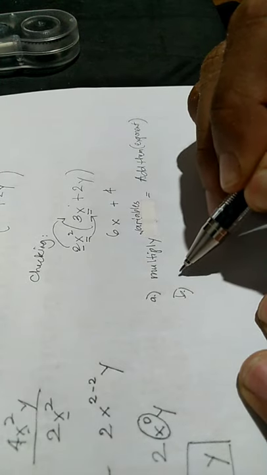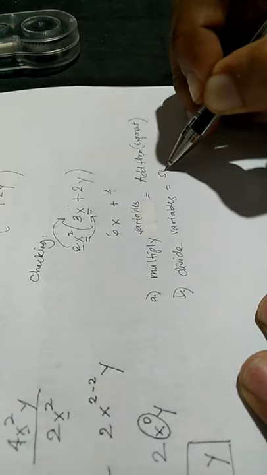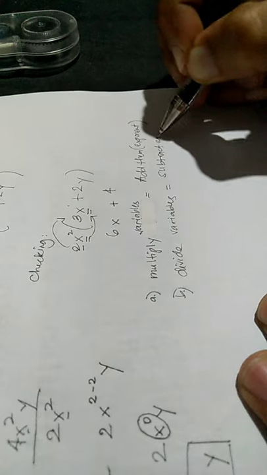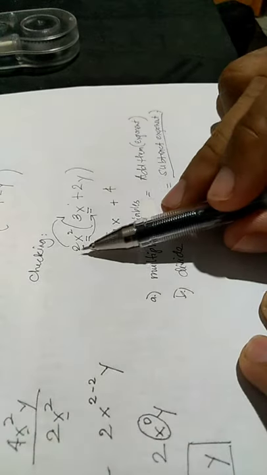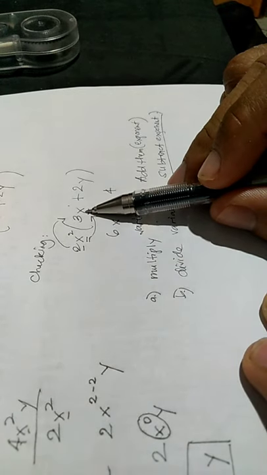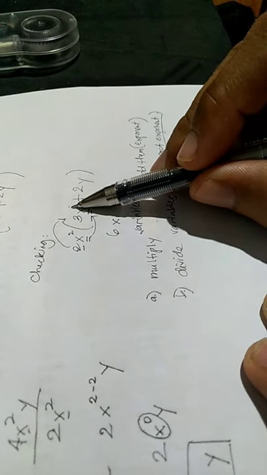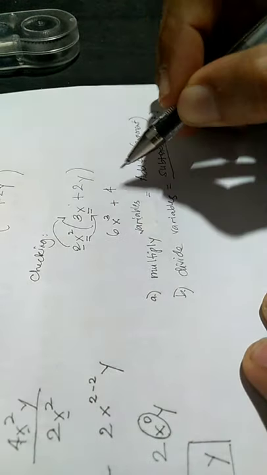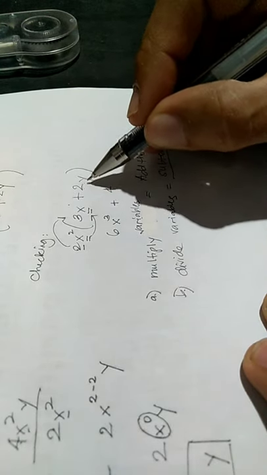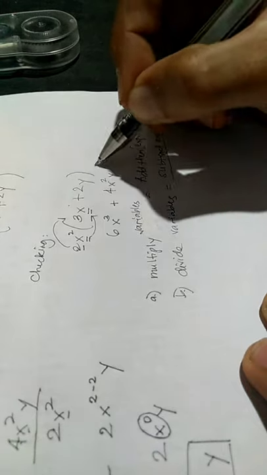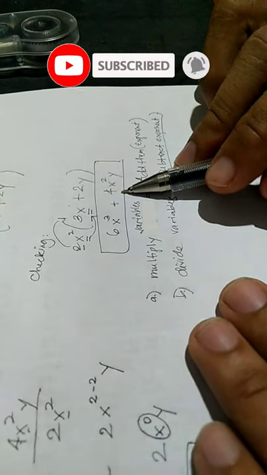If you divide variables, subtract the exponent. So, going back, x squared times x will give you x, add the exponent 2. It has an imaginary 1, so 2 plus 1, 3. Then, x squared, since there is no x already here, place x squared and copy 1. Therefore, your answer here.